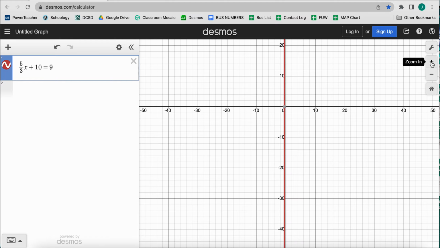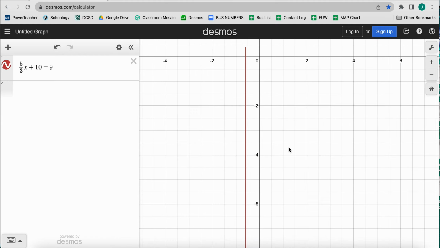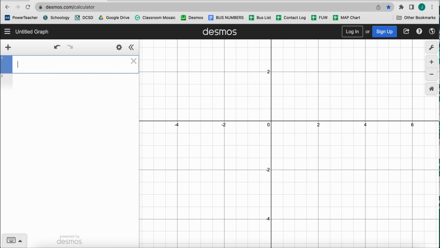Now I'm going to zoom in a bit on this one just to take a closer look. I'm going to scroll up and... Alright. So, 5/3 x plus 10 equals 9. In that equation, the value of x is negative 0.6, or negative 3/5. Right? So it's able to do that. Let's kick it up another notch.